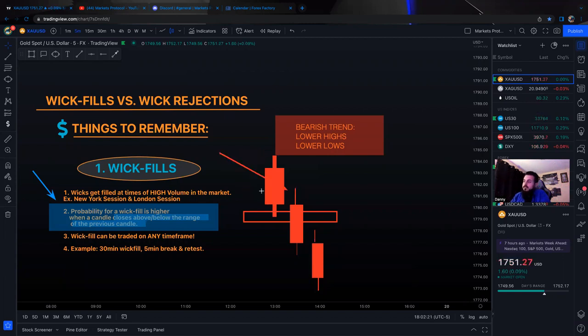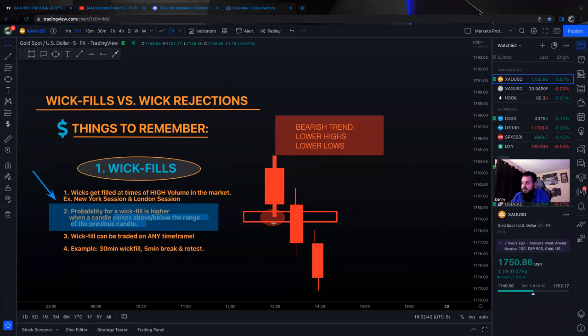So what happened here is this candle broke the low of the previous candle right over here, went down to create a new lower low, and ended up deciding to close below the range of the previous candle. Okay, we can clearly see that. You will see a closure below the range of the previous candle.